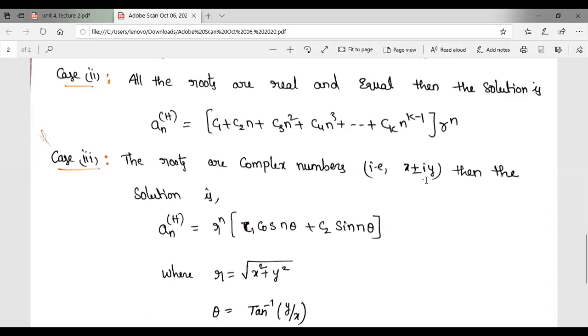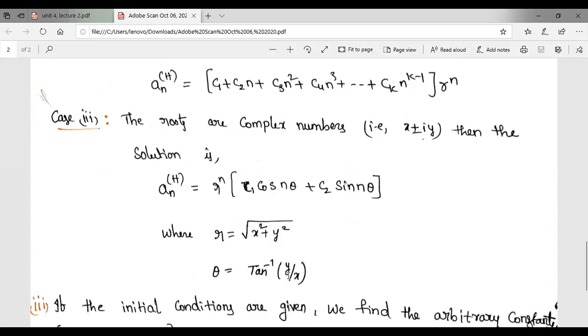Here x is the real part of the complex number and y is the imaginary part. So r is equal to the square root of x² + y², and θ is equal to tan inverse of y by x. These are the formulas for the roots of the given characteristic equation.